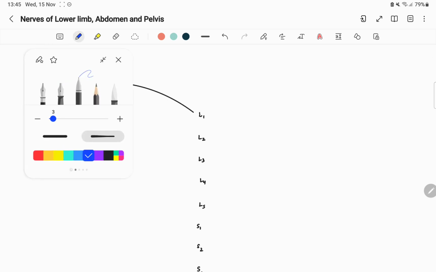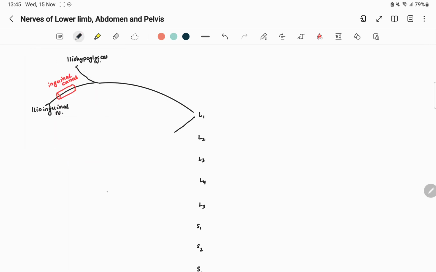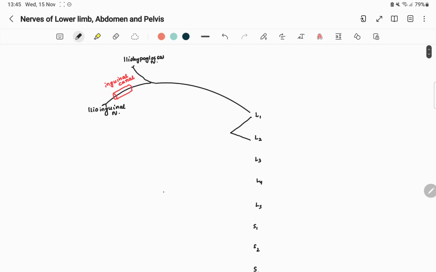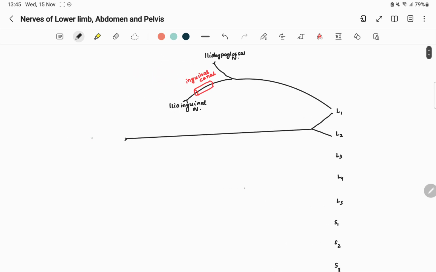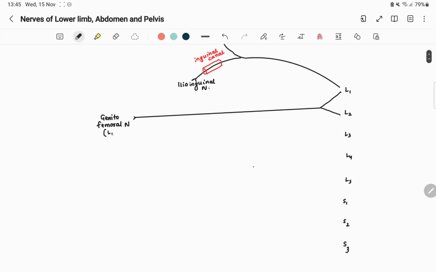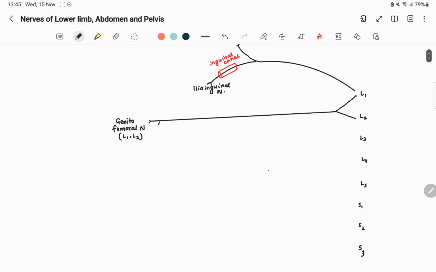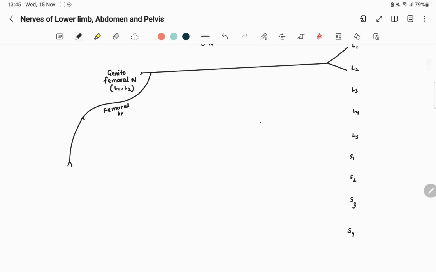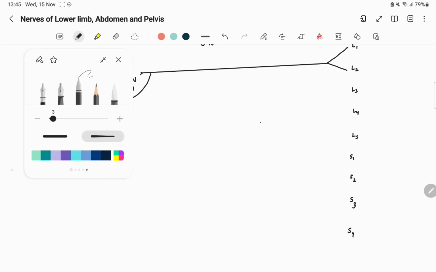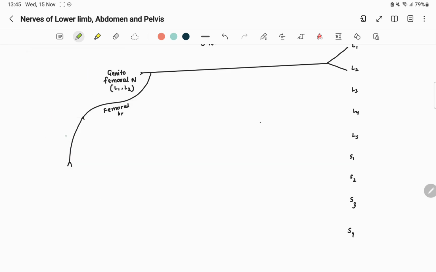Combined from your L1 and L2, a nerve arises which is called your genitofemoral nerve. The genitofemoral nerve will have the root values L1 and L2. And just remember that it has a femoral branch of the genitofemoral nerve, and it is the content of your femoral sheath and the femoral canal.